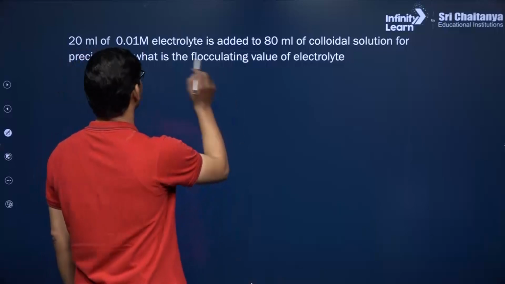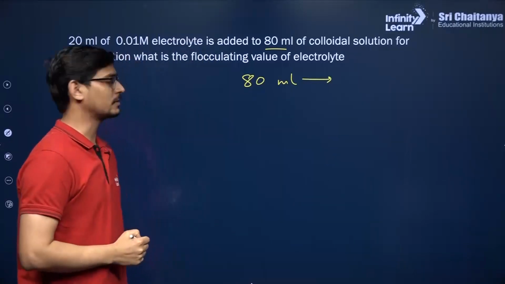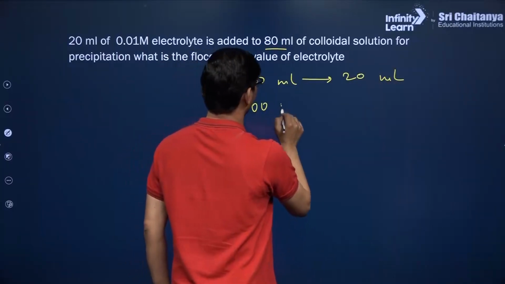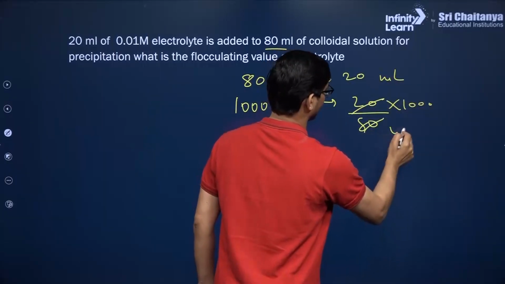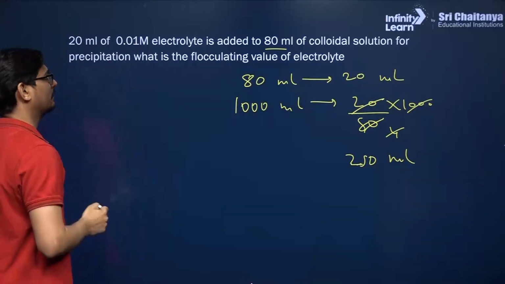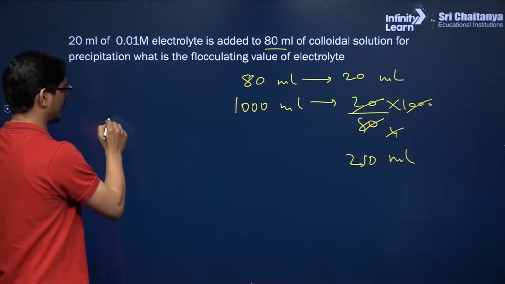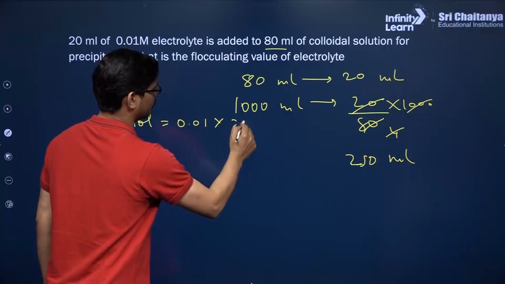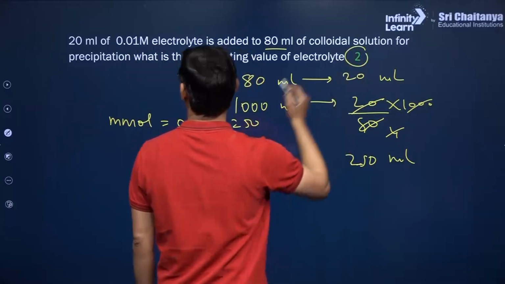Here you know that we are taking 80 ml of colloidal solution, right? It needs 20 ml of the electrolyte. So if I take 1000 ml, which is 1 liter, so 20 by 80 into 1000, which is 250 ml of electrolyte I'll require. Now flocculating value is number of millimoles of the electrolyte required for the precipitation of 1 liter of colloidal solution. So number of millimoles would be nothing but molarity, which is 0.01, multiplied by volume, which is 250, right? So the answer will come out to be approximately 2.5, that is 2, right?